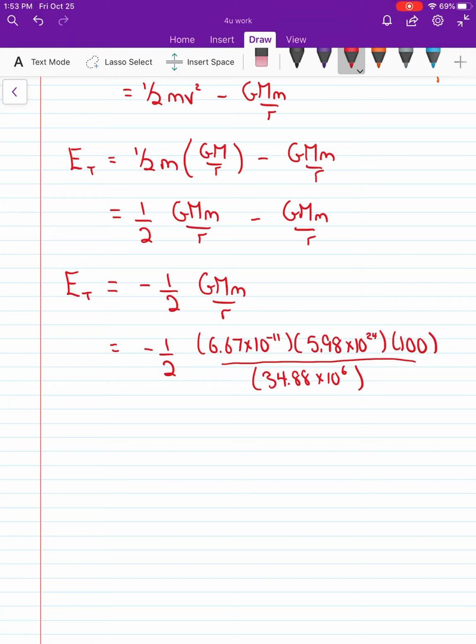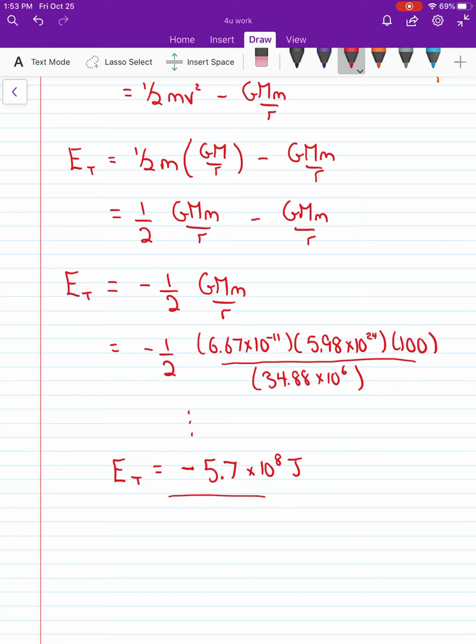All right, more calculator time. If you crank that out, watch your 1/2, watch your order of operations. There's a negative involved, so our final answer is going to be negative 5.7 is what I got, times 10 to the 8 joules.